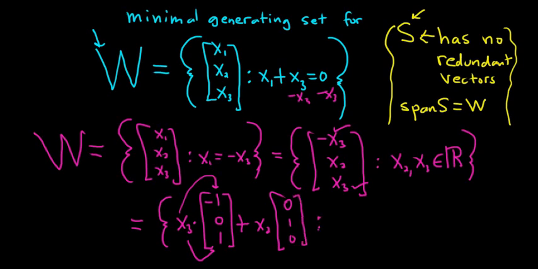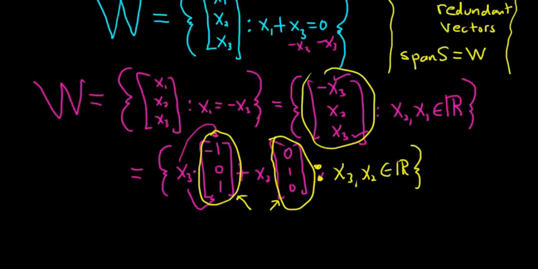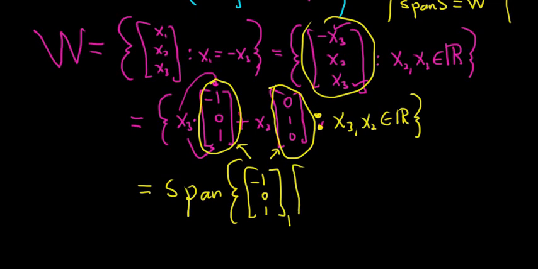And if you look at this for a moment, if you pause and reflect on what we've done, you'll notice that this is exactly the same thing that's written up here. And this is such that x3 and x2 are in the set of real numbers. So every element in W can be written as a linear combination of these two vectors. So the set containing these two vectors spans W. So this is basically equal to the span, the set of all linear combinations of these vectors here.